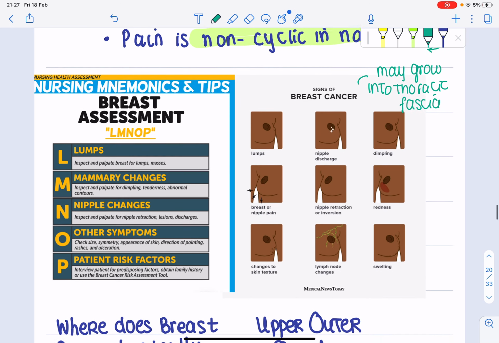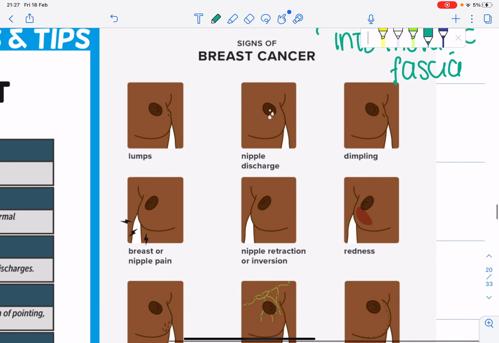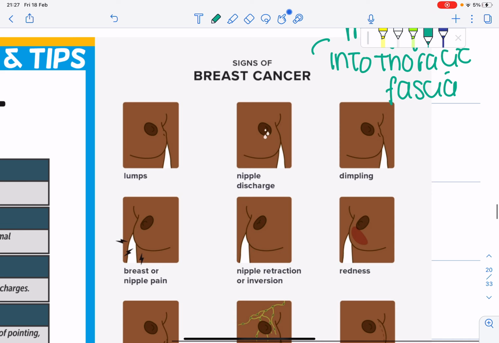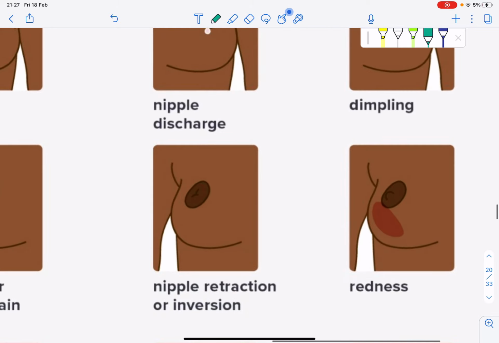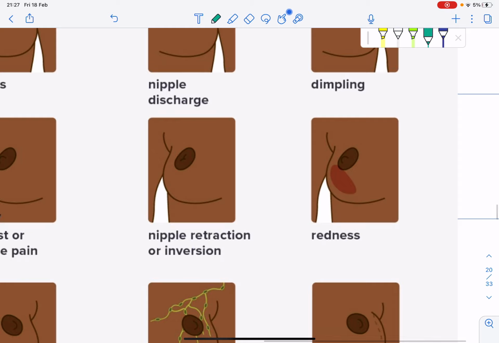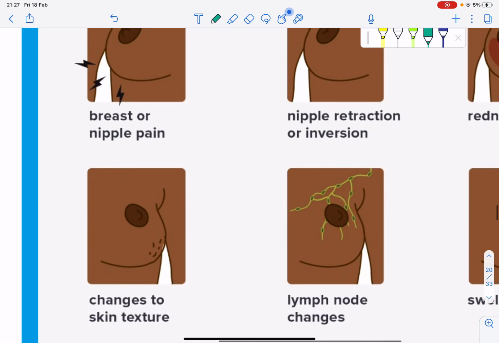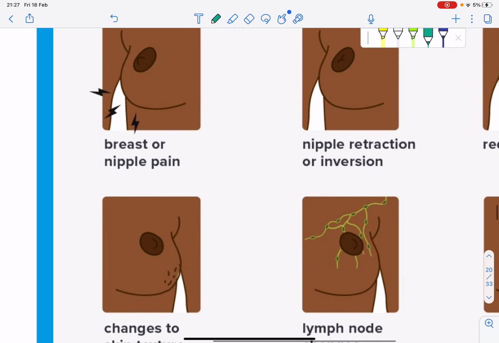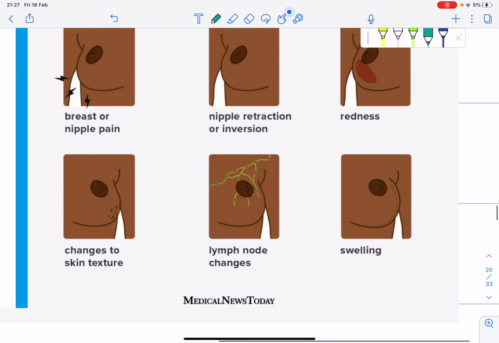So what are a few of our signs? There can be lumps which are present. There can be nipple discharge. There can be dimpling and skin retraction, as well as nipple retraction or inversion, redness, and even a peau d'orange sign, which I'll show you in a bit. There can be changes to the skin's texture, as well as pain and lymph node changes and swelling.